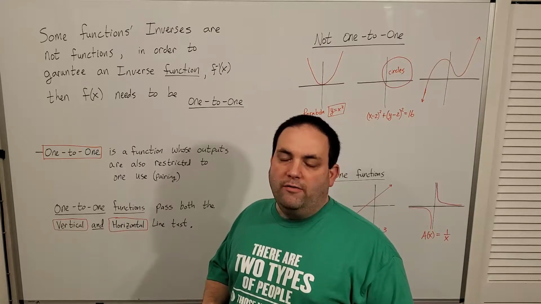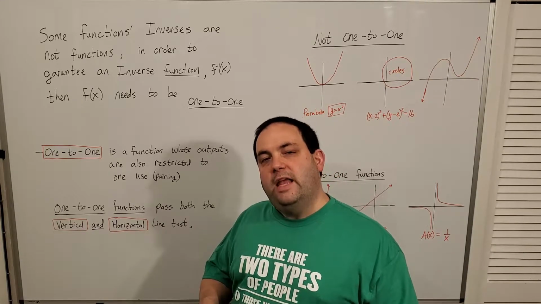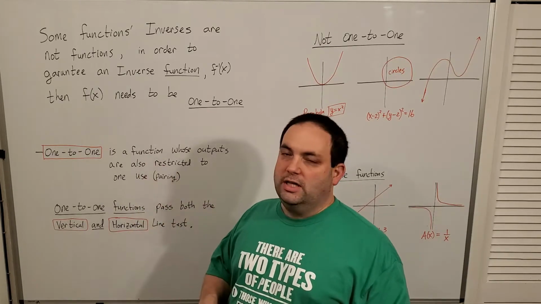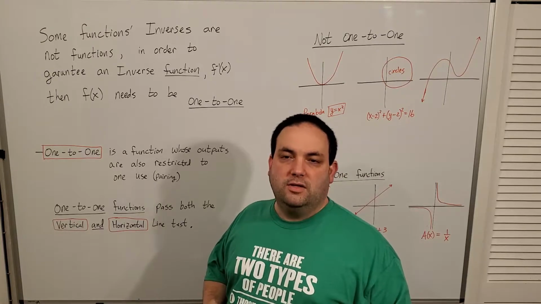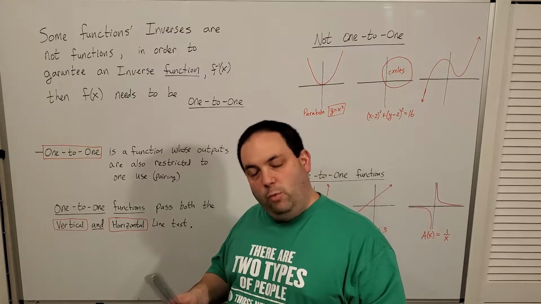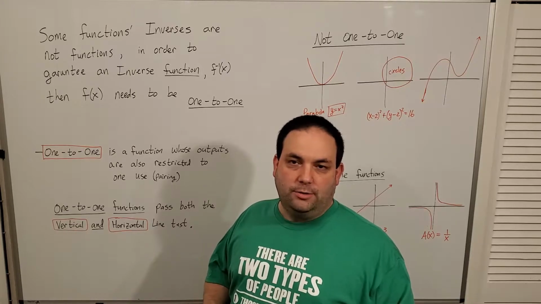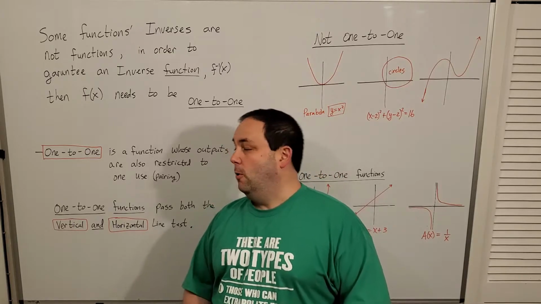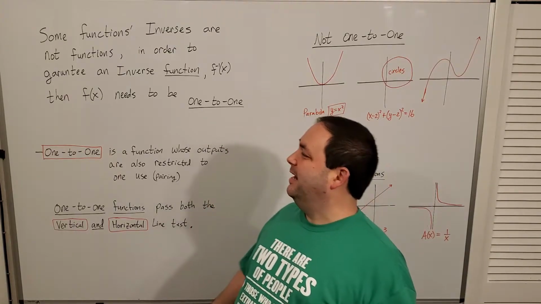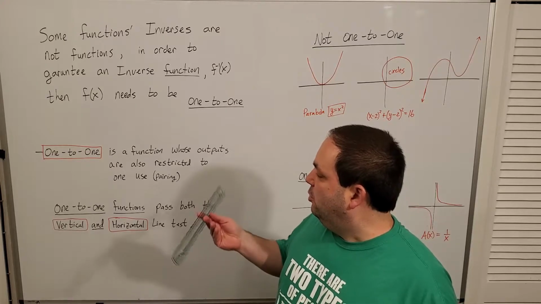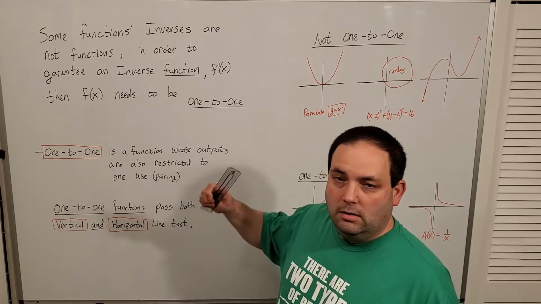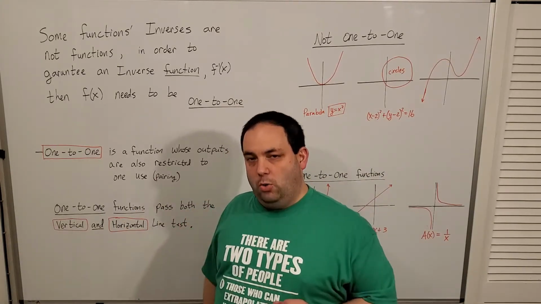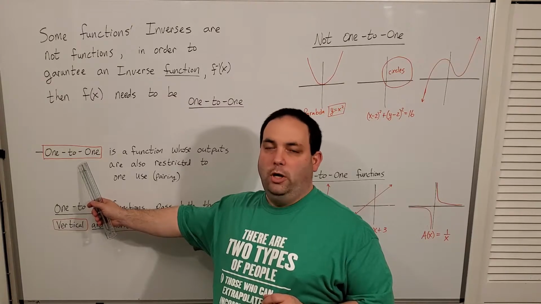So whenever we take the inverse of something, we would like that inverse to also be a function. However, unfortunately, some functions' inverses are not. Some functions, when you take the inverse, all you get is a relation, something that doesn't pass the vertical line test. Okay, so the way you can guarantee that you will get a function is to have your starting function be what we call one-to-one.